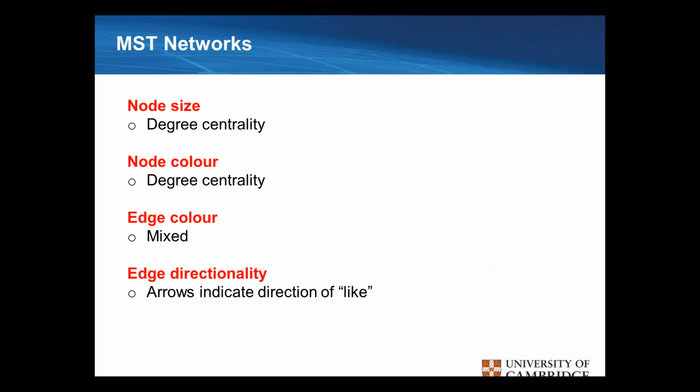For the minimum spanning tree networks, just some quick notes before we look at those. Node size corresponds with degree centrality, just the number of connections, as does the color. The edge color is again mixed, and the directionality also indicates the direction of the like as per usual.